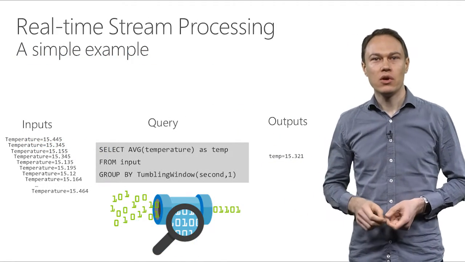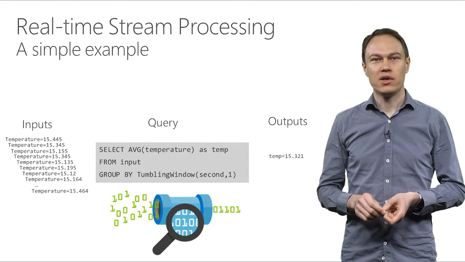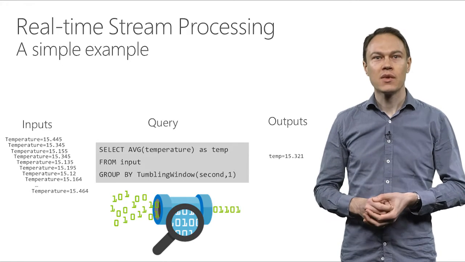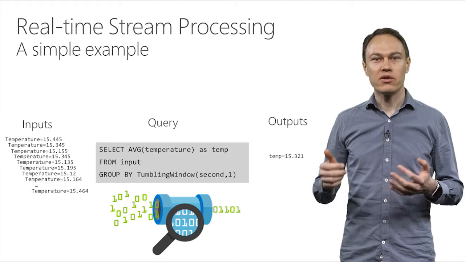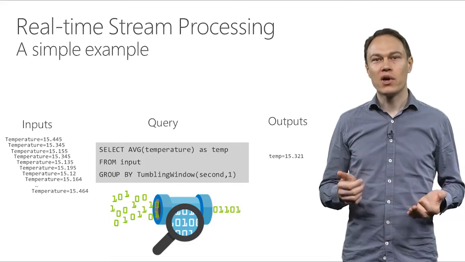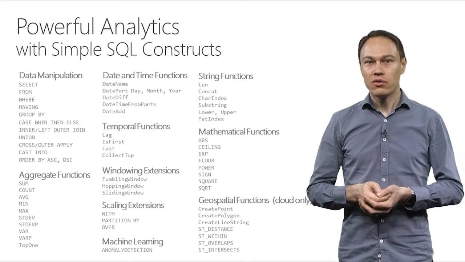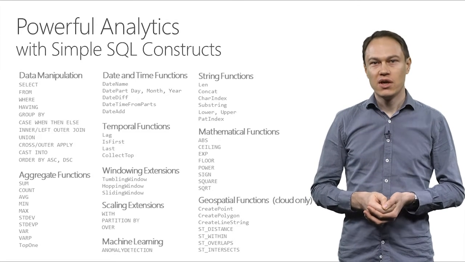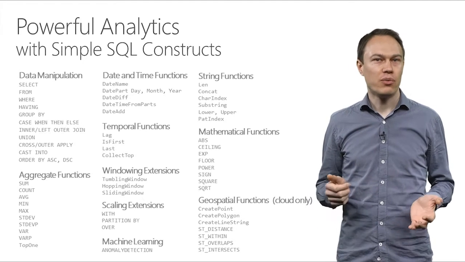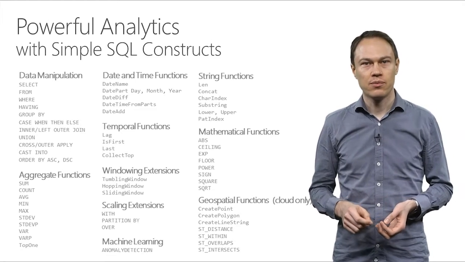Here, I want to show you a very simple example of a query using our SQL language. This query takes an input stream of temperatures and calculates an average every 1 second. As you can see, it is very easy to understand this query. Of course, this is a very simple example, and you can do much more powerful analytics, including temporal join. I want to show you briefly all the operators we have in our SQL language. If you are familiar with SQL, you will recognize most of them. In addition to typical SQL operators, we also have a time windows operator and geospatial operators.